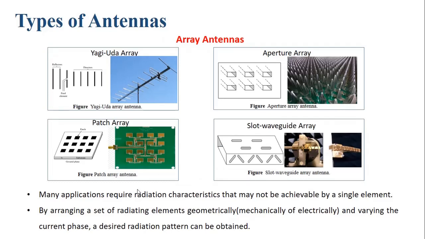For applications which require radiation patterns that may not be achieved by using a single element, we go for the array antenna. The arrangement is such that the radiation from the different elements adds up to give a radiation maximum in a particular direction and minimum in others, or otherwise as desired. Array here describes an assembly of radiators mounted on a continuous structure.